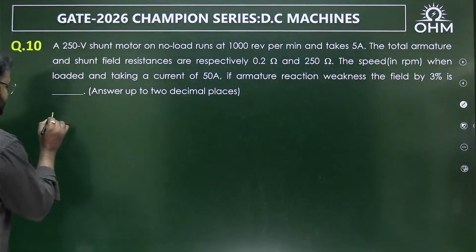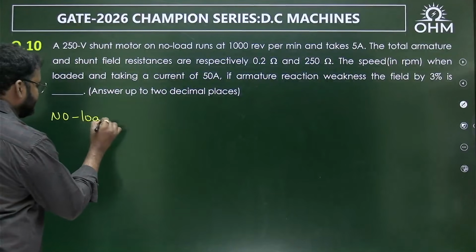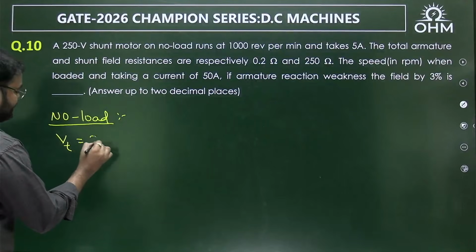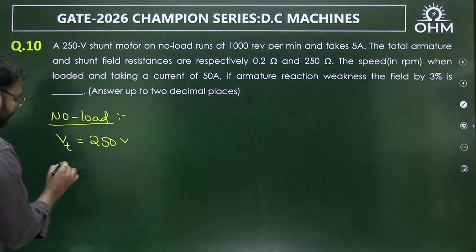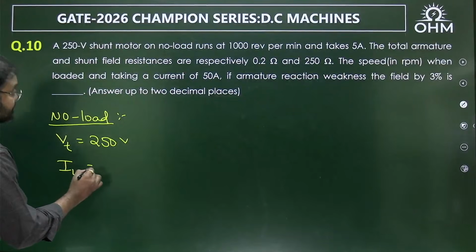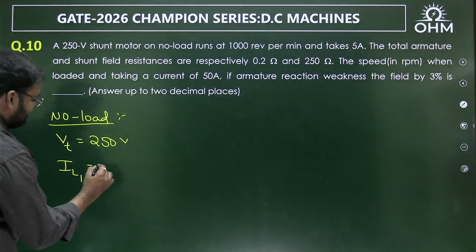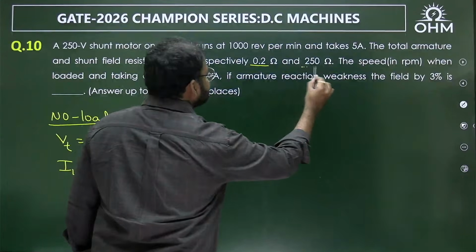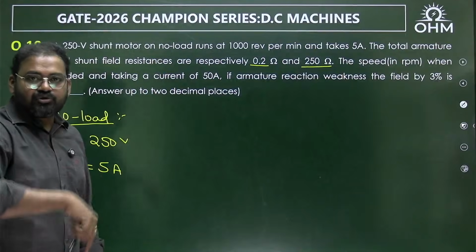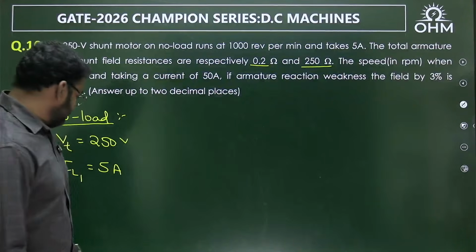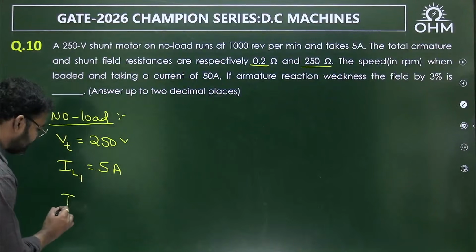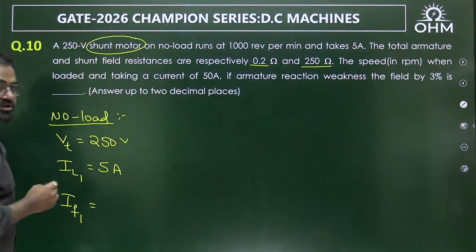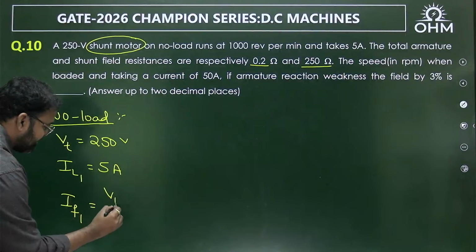So initially the motor is under no load condition. What is the terminal voltage? The terminal voltage of the motor was 250 volt. What is the total current drawn from the source? It was 5 ampere. Remember, armature resistance is given, field resistance is also given, so I have to consider both of them. I cannot neglect them this time. Out of this 5, how much will go to the field circuit? It's a shunt motor. In a shunt motor, what is the formula for field current? Vt by Rf.